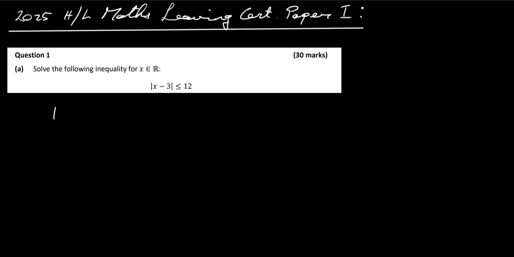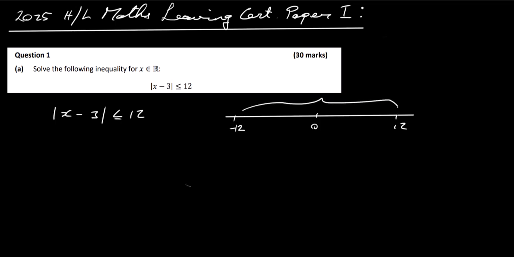If we take the modulus of x minus 3 being less than or equal to 12, that means the value of x minus 3 has to be less than 12 units from the origin, from 0, if you like. So if you take, for example, 0 here and 12 here on the number line, and this is minus 12, then the modulus of x minus 3 has to be somewhere within this region here. So in other words, x minus 3 has to be less than or equal to 12, and x minus 3 has to be greater than or equal to minus 12.